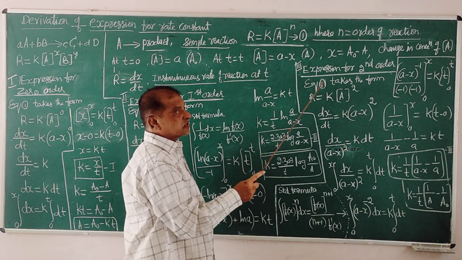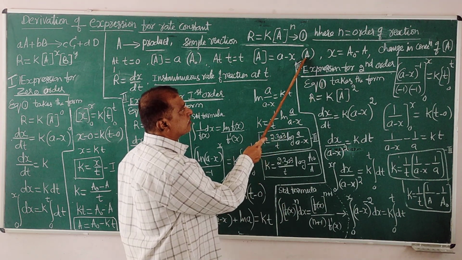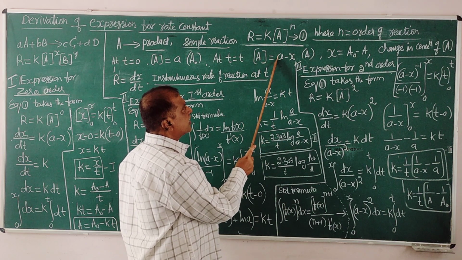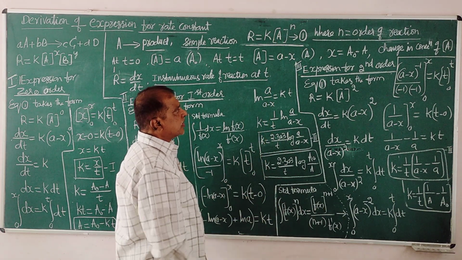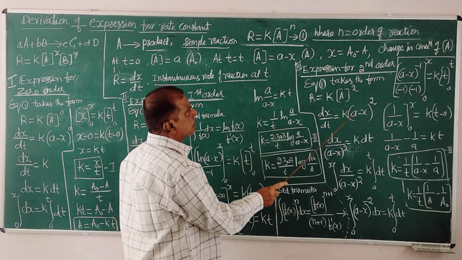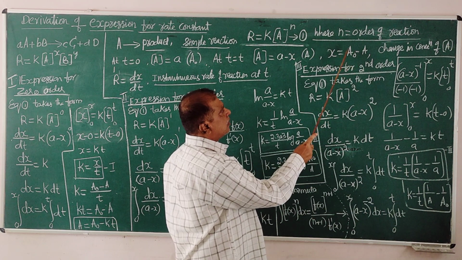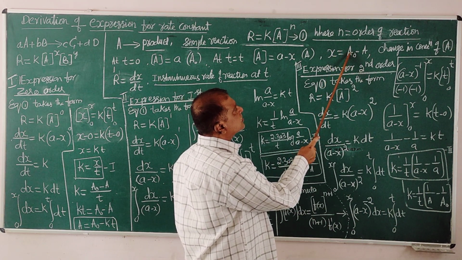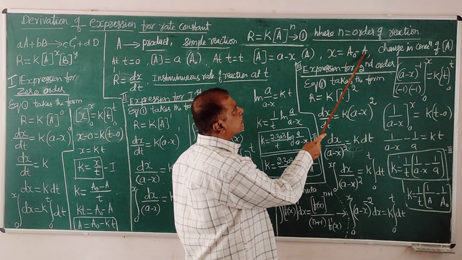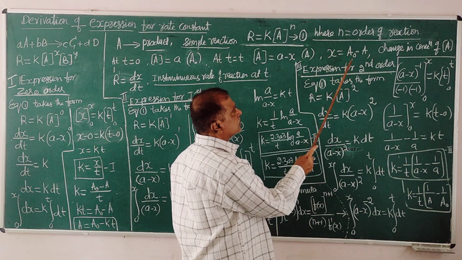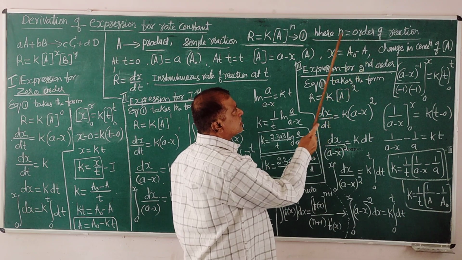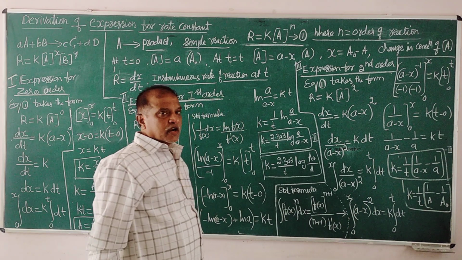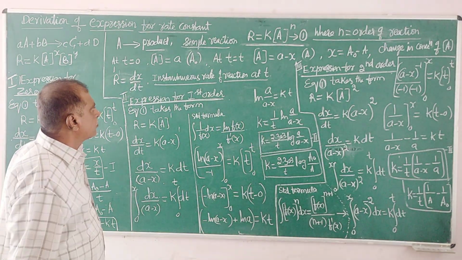In some other books, they use the symbol capital A simply, without square brackets, to say concentration. This is the symbol: a minus x or A. What is x in terms of A? It is A naught minus A. How much concentration has changed? The initial concentration is this, and after time t this is the concentration remaining. This concentration has changed. So x is the change in concentration of A in that period of time.